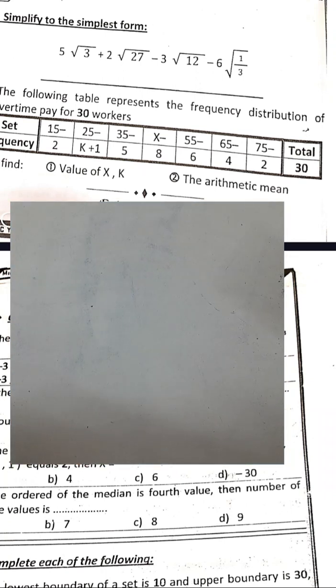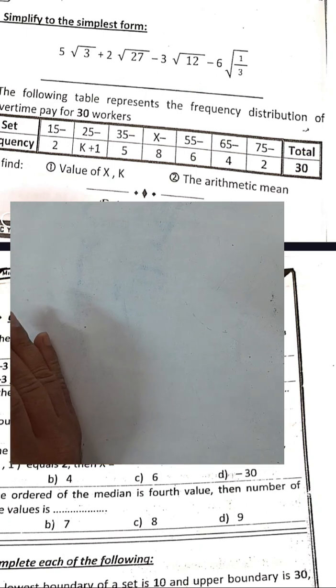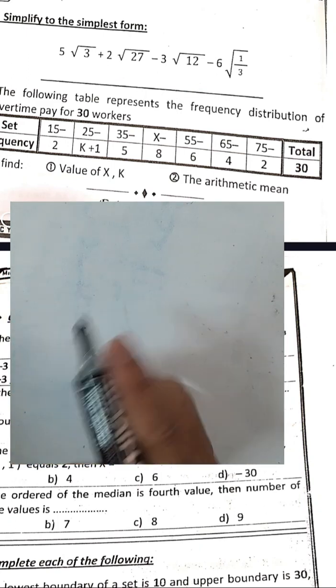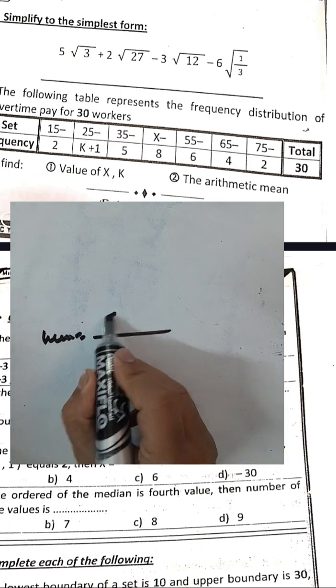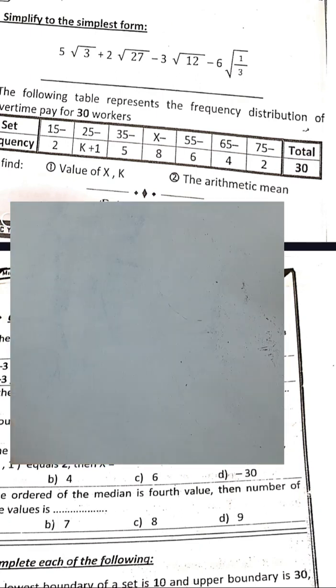And then you can complete this example by drawing the table and writing x and k and the product between x and k, and the mean equals the summation of x times k over the summation of k. It's very easy for you. Okay, you can solve it.